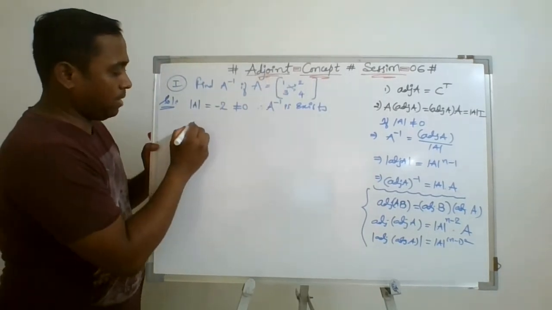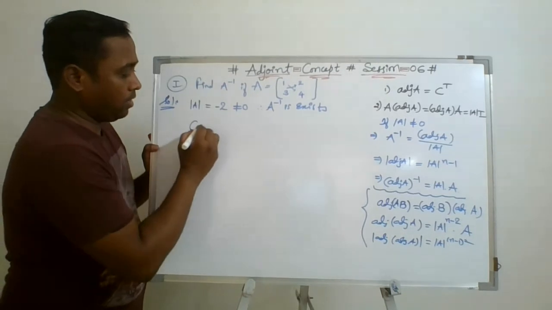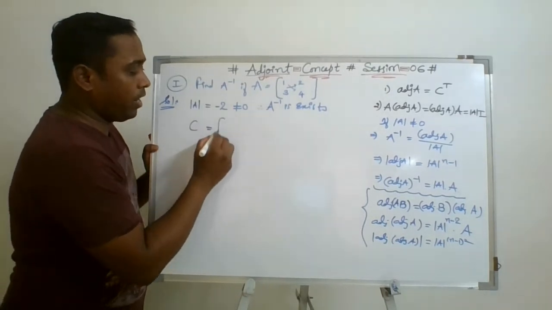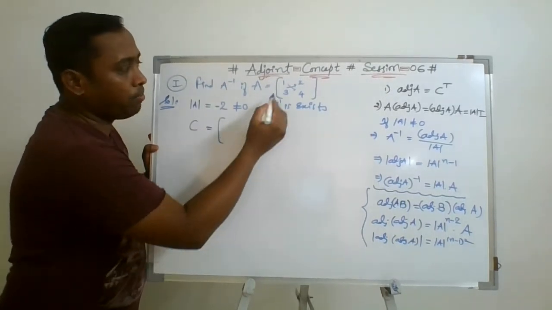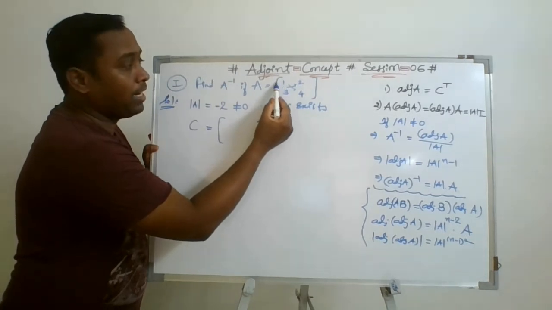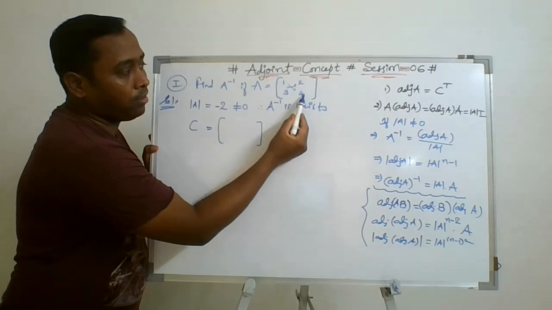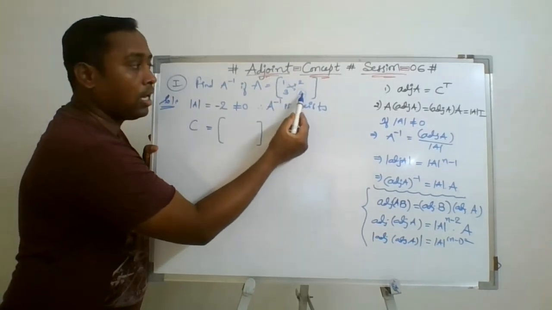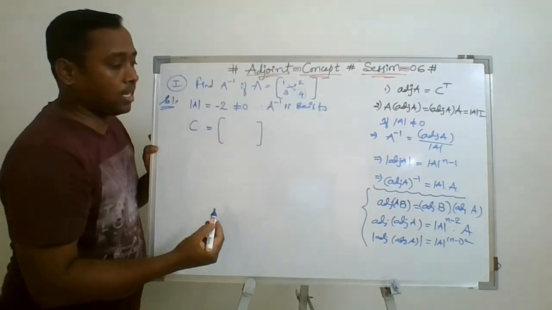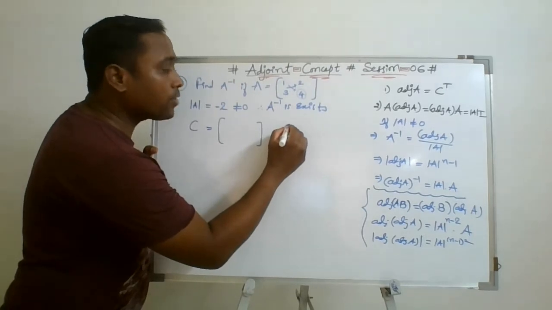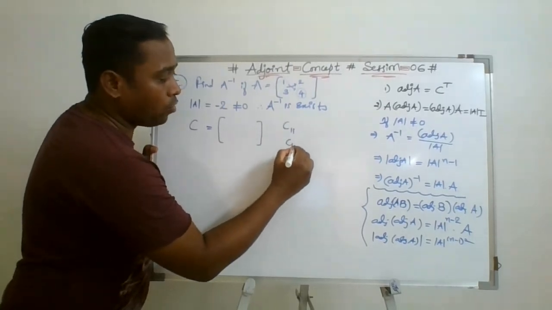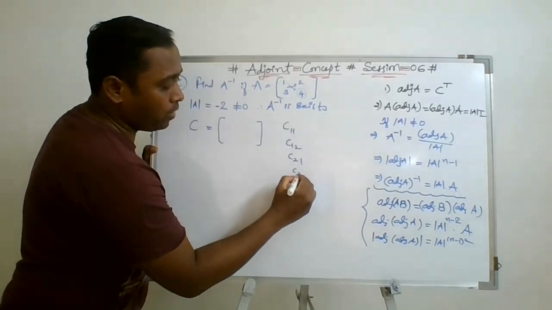Then the cofactor matrix, that is the C matrix. How can we find the cofactor matrix? Simply by eliminating the row and column. If you eliminate the row and column of the element 1, the left element is 4, which is multiplied by its sign. So I am writing first C11, and I want to find C12, C21 and C22.